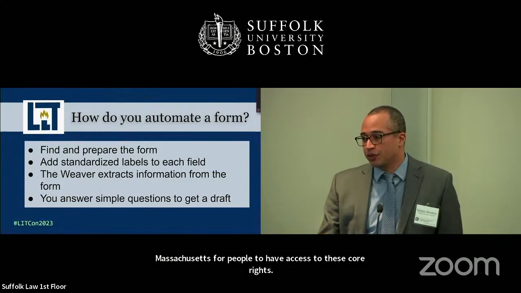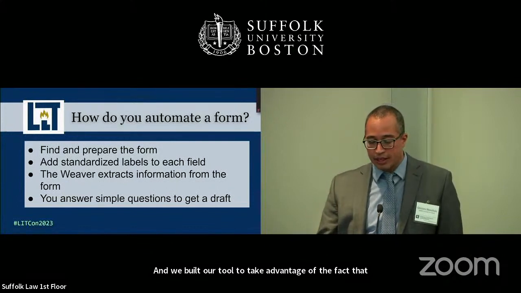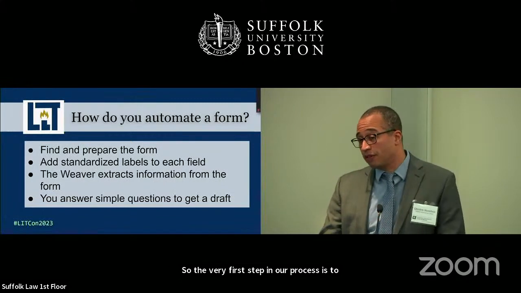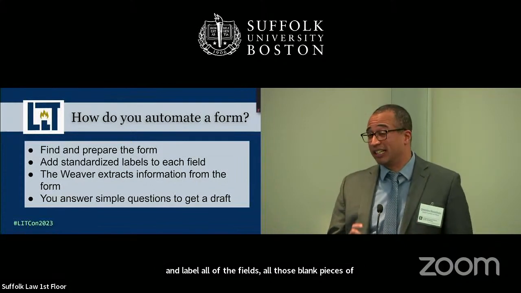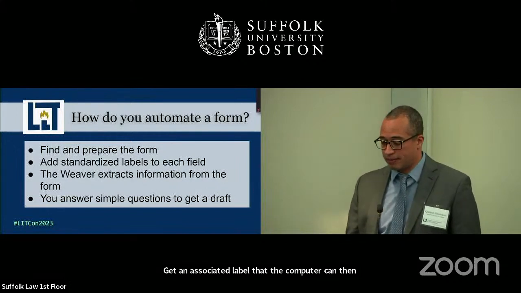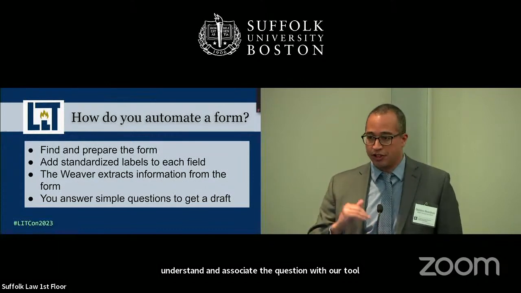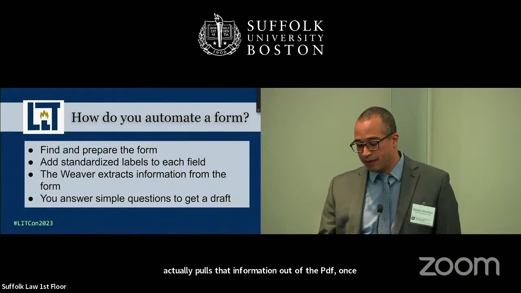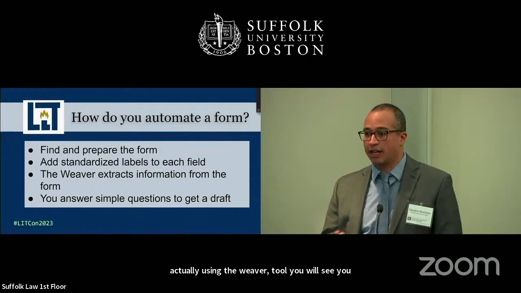We built our tool to take advantage of the fact that these all have PDF court forms associated with them. So the very first step in our process is to go through and label all of the fields, all of those blank pieces of information on the form, with an associated label that the computer can understand and associate a question with. Our tool pulls that information out of the PDF once you've specially prepared it. Then when you're using the Weaver tool, you just answer those simple questions to build a draft of that interview that can be customized later.